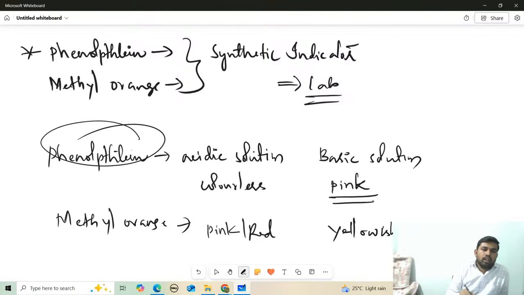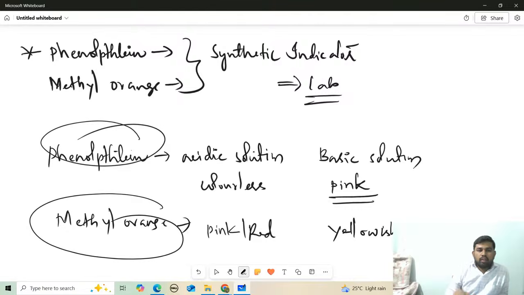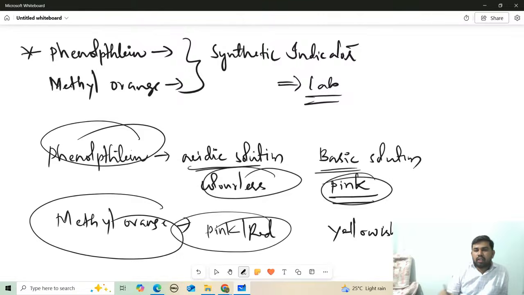Phenolphthalein is a synthetic indicator, and methyl orange is also a synthetic indicator. Phenolphthalein will show colorless in an acidic medium and pink in a basic medium, and methyl orange will show pink or reddish color in the acidic medium and yellowish orange in the basic medium. This is about color indicators.